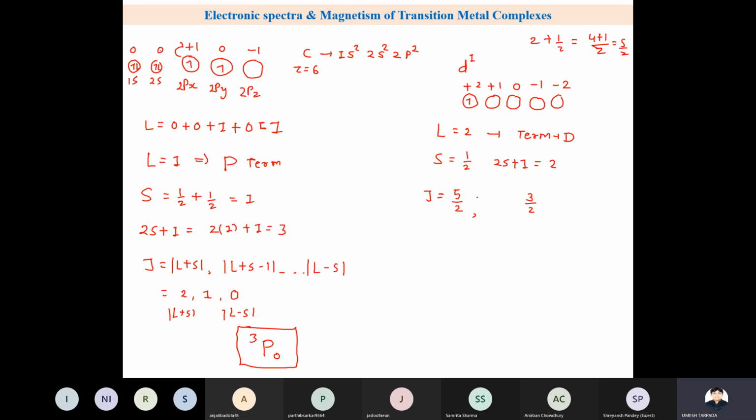5 by 2 is 2.5, and L minus S gives 3 by 2. Only two values are possible. This is L plus S and this is L minus S. Now this configuration is less than half filled, so which value are we using? L minus S. So your term symbol becomes D, with multiplicity 2 and J equal to 3 by 2. This is the term symbol.